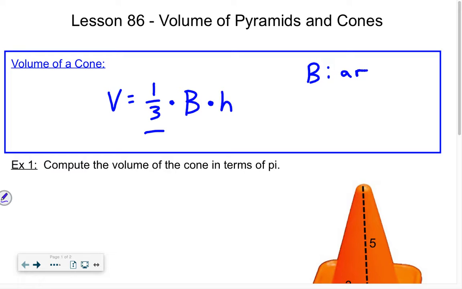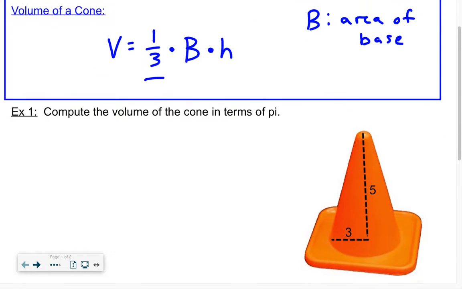that is going to be the area of the base. So we need to establish what the base is, we need to find the area of that base, and then we'll take it times the height and then multiply it by 1/3. So let's go ahead and take a look at example number 1.